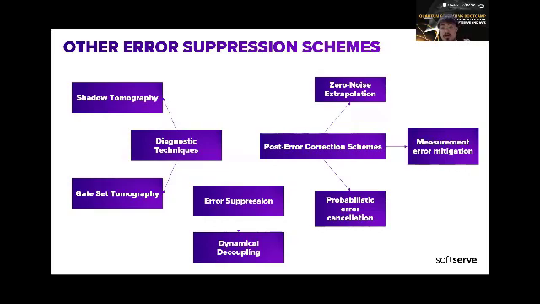There are diagnostic techniques, like gate set tomography, to figure out what's the problem with your gates, and then you can correct it on the hardware level. Shadow tomography is one of the interesting things that come out of gate set tomography, which helps you diagnose your state. Error suppression is this thing called dynamical decoupling, where if your qubit is idle, there are ways to move it to prevent certain types of errors.